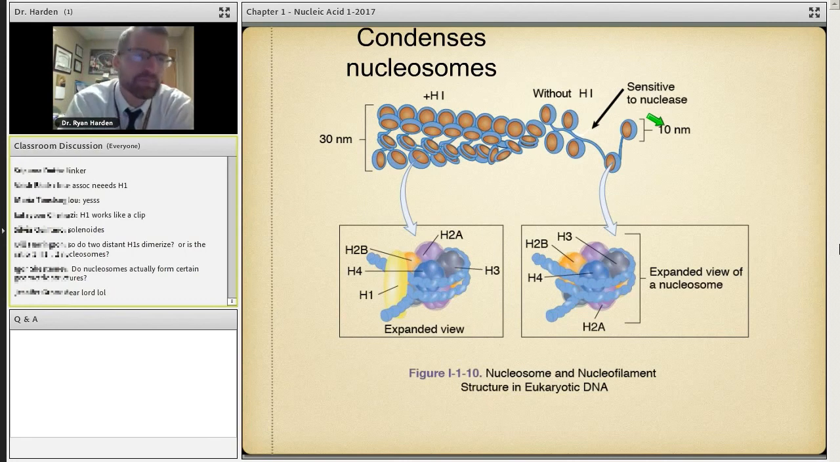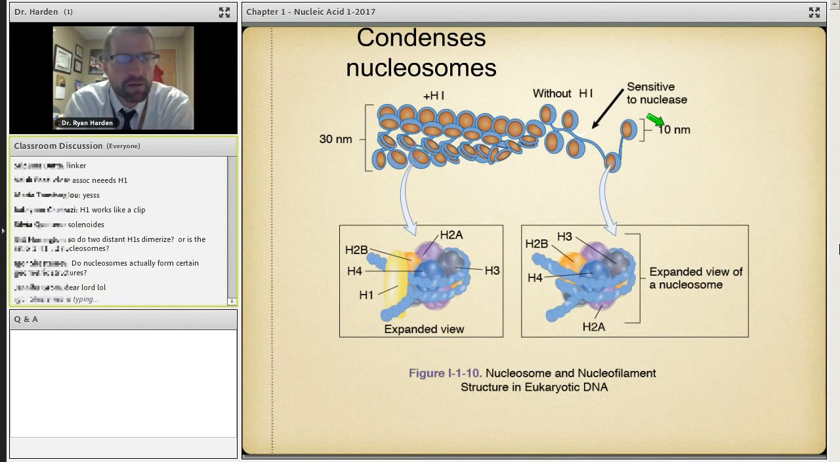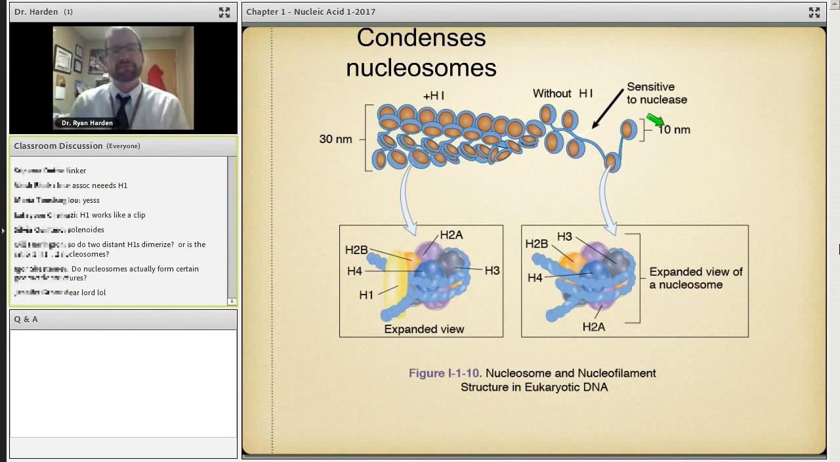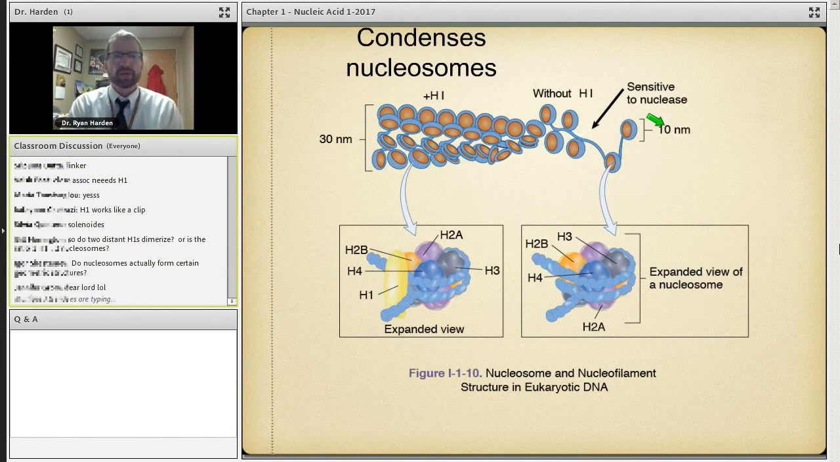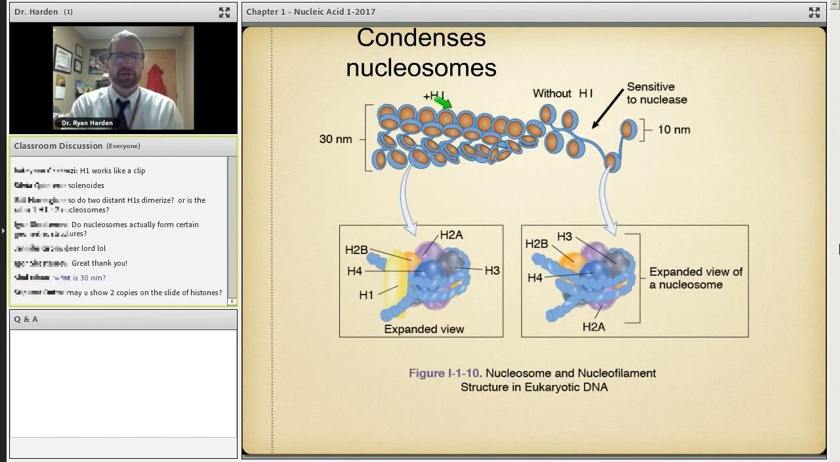Yes, Igor, but that's beyond the scope of the exam, so we won't talk about it. There's one histone H1 for each nucleosome. They won't ask you that question, but for each nucleosome, there's one histone H1. So there would be one here, one here, one here, one here, etc. I haven't seen that question.